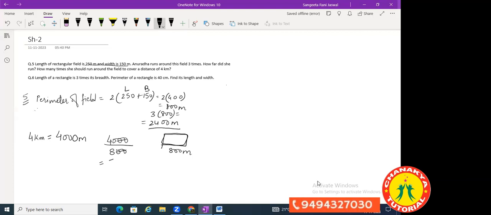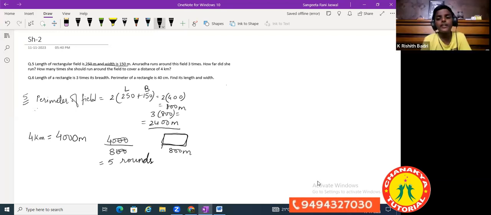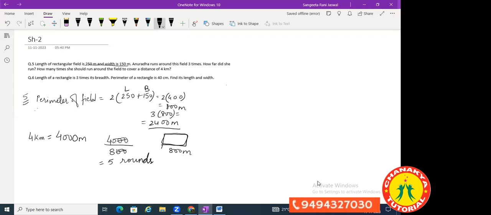Now 8 fives are 40. That means she will run 5 times. That means she will take 5 rounds of this rectangular field. Yes, ma'am. She needs to take 2 more rounds. Yes. So she has already taken 3 rounds. She needs to take 2 more rounds.